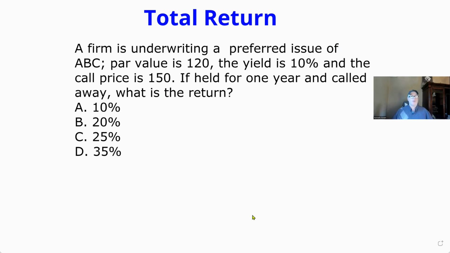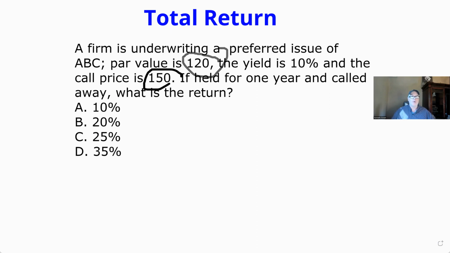Okay, so let's do another one. A firm is underwriting a preferred issue of ABC. Par value of 120. The yield is 10% and the call price is 150. If held for 1 year and called away, what is the return? Okay, so we've got to do a few things here. Now, they specifically said 1 year, so you have to pay attention to that. So what happened? Here we go again. It's, again, ending minus beginning plus the cash flow.